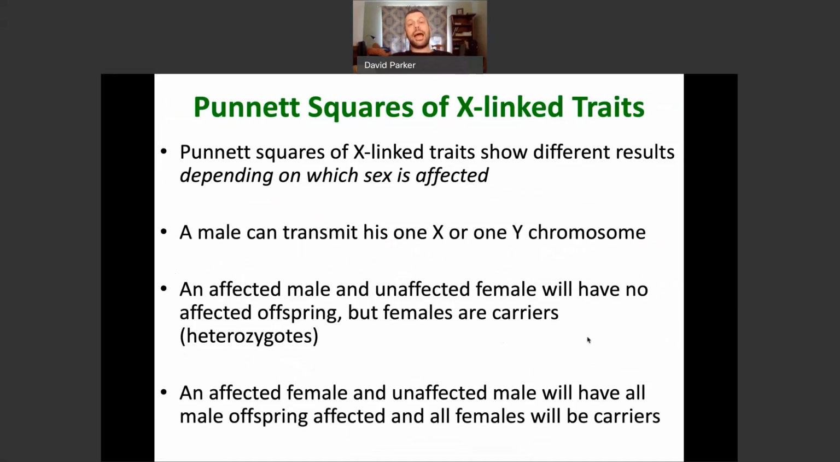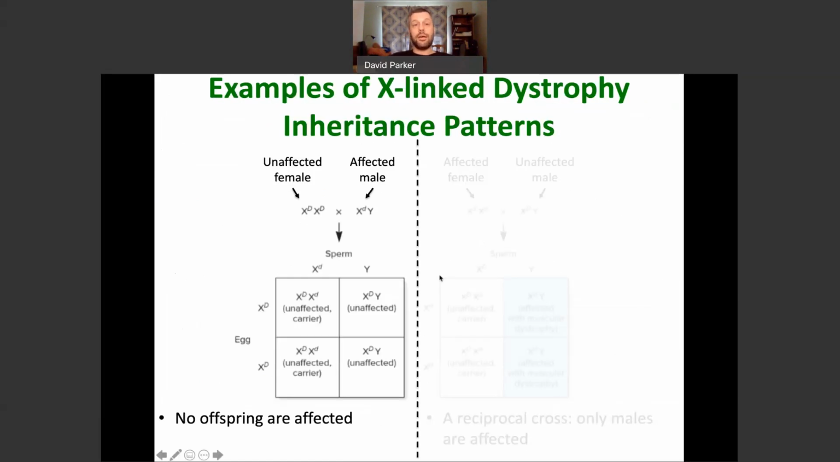Let's take a quick look at how Punnett squares work when you're looking at X-linked traits. You have to be a little careful with them. They're interesting because Punnett squares of X-linked traits show different results depending on which sex is affected. So we're going to look at some examples of when you transmit diseases via the X chromosome. Here's an example of that occurring.